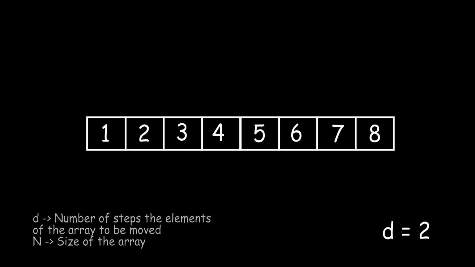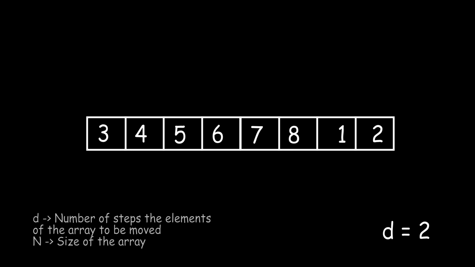You are given an array ARR of size n. Your task is to rotate the array by d positions to the left. For example, if array ARR is equal to 1, 2, 3, 4, 5, 6, 7, 8 and d is equal to 2, the algorithm should return an output of 3, 4, 5, 6, 7, 8, 1, 2. Notice that all the elements of the array have moved 2 elements to their left.